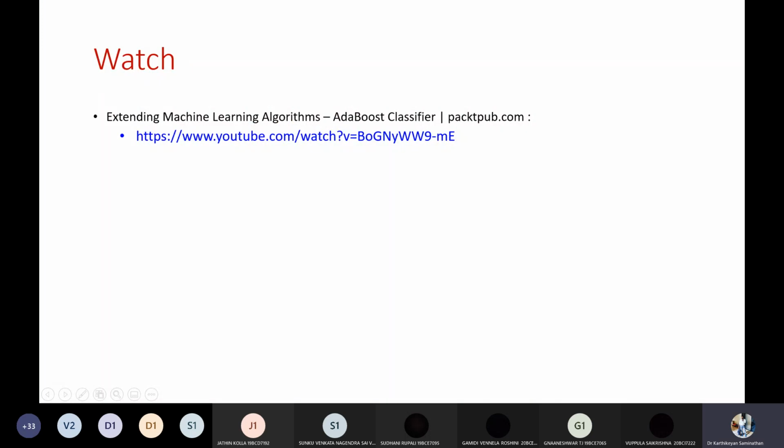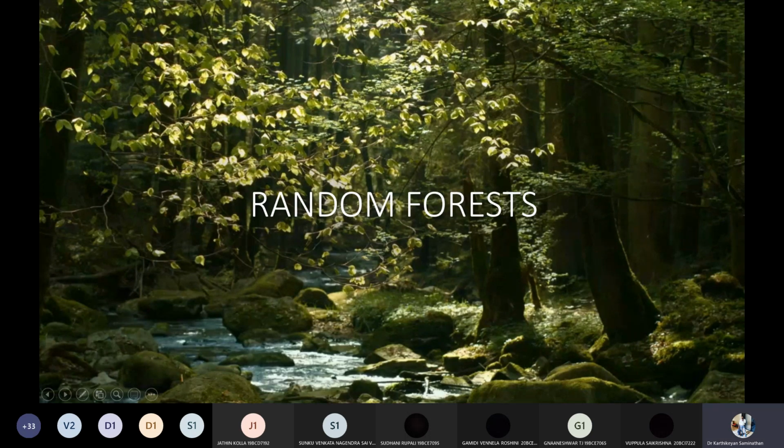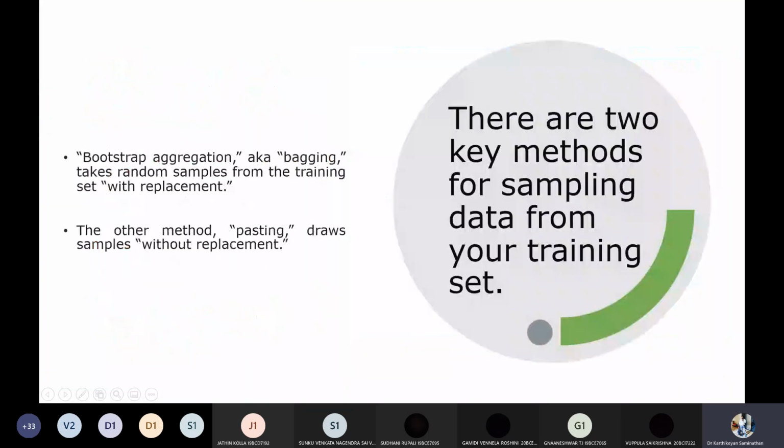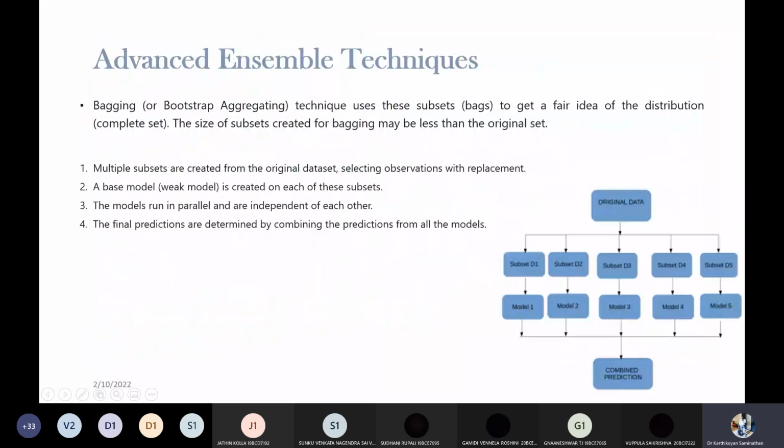Not now, but later you can watch this video in order to understand the boost classifier. Next we'll move on to the random forest algorithm. As I told you, there are certain disadvantages in your ensemble technique, so we are moving on to the random forest technique. What are the different disadvantages here?